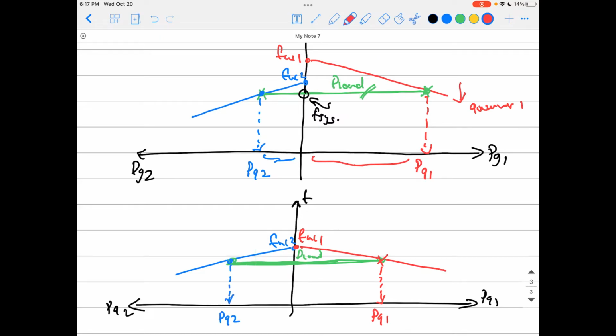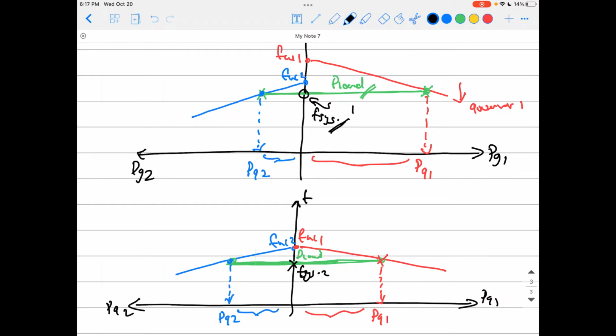So now they are sharing the load almost equally. Almost, they're not equal because they have different slopes of the curves of the FP relationships. Okay, and now also you have a change in the system frequency. So the system frequency is not the same as the first one.